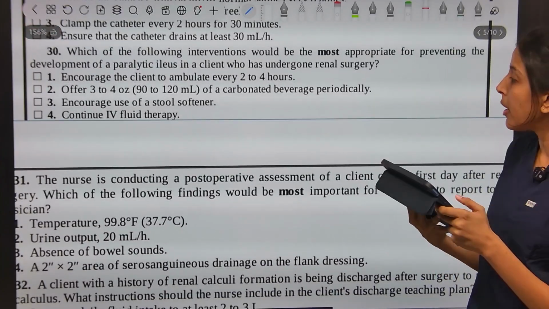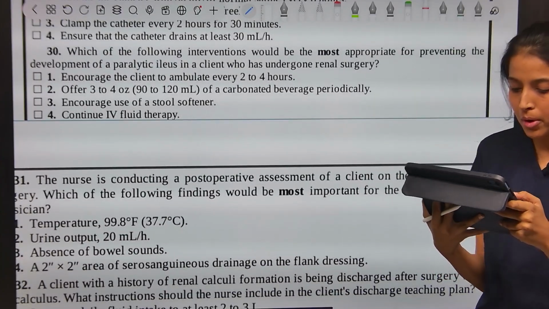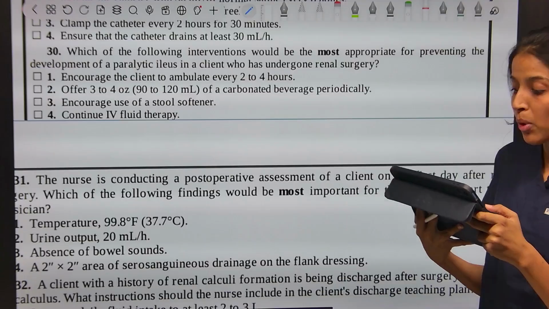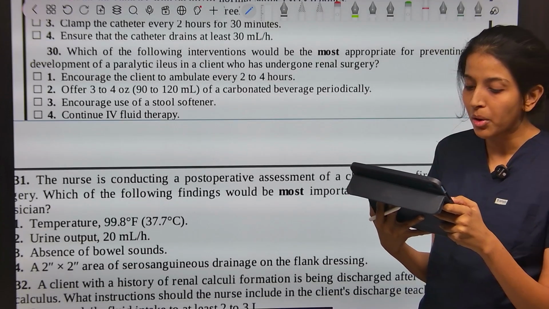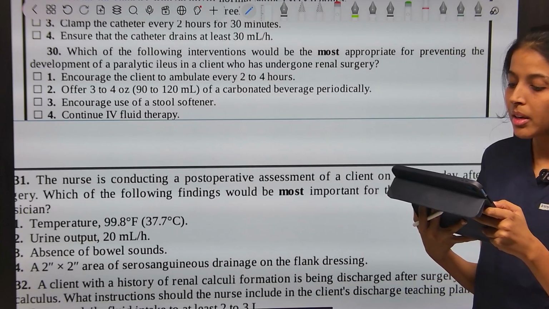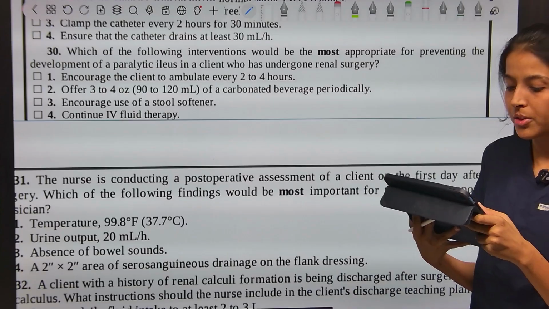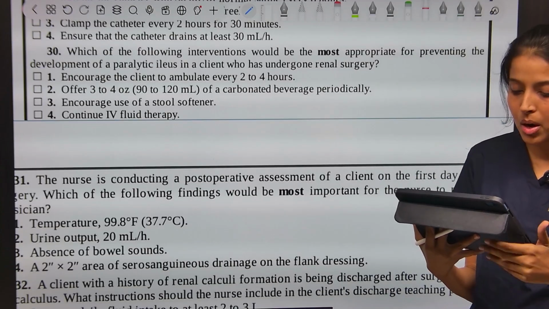Now question number 30 on the screen. Which of the following intervention would be most appropriate for preventing the development of paralytic ileus in the client who has undergone renal surgery?